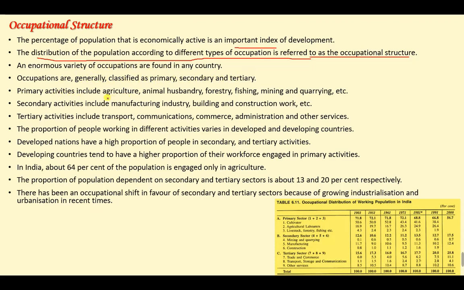Primary activity includes agriculture, animal husbandry, forestry, fishing, mining, and quarrying, etc. Secondary activities include manufacturing industries, building and construction work, etc. Mainly, the work is done by machines, and some transformation is done in the natural products. Here, in the primary, you can see the activities are related to natural products.